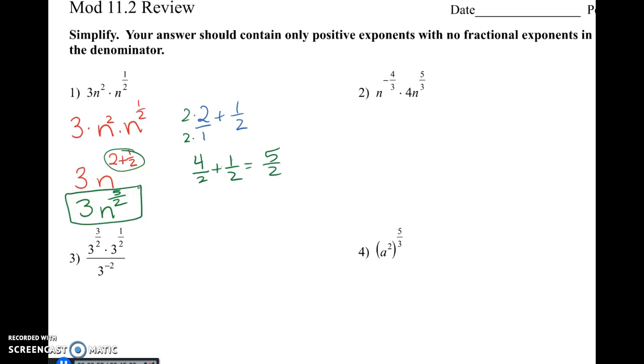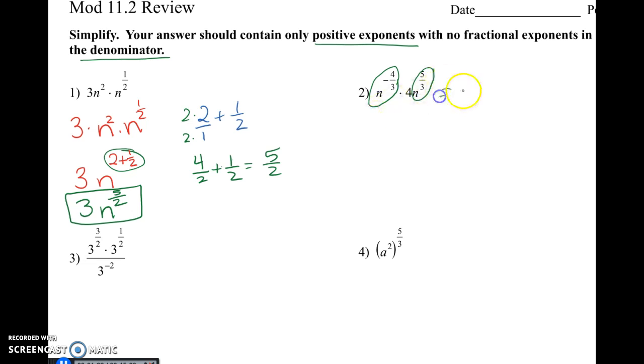So because my answer is simplified with only 1n and a power of 5/2, I have only positive exponents and I have no fractional exponents in the denominator. So I'm done. For number 2, I have this one and this one that have the same base.